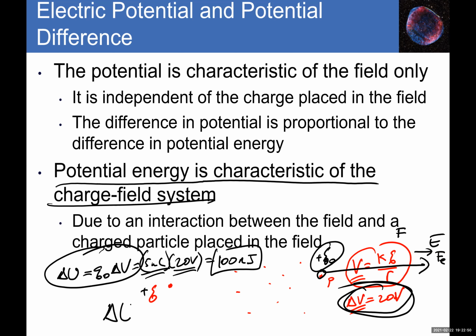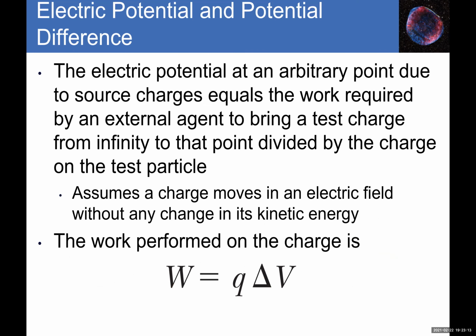To find my delta U, I need this. Without this, I'm not going to find any information about potential energy, because what I'm technically calculating with delta U is how much potential energy this test charge gained or lost, or my system, when I brought that charged particle to point P. So the electric potential at any arbitrary point due to a source charge equals the work required by an external agent to bring the test charge from infinity to that point, divided by the charge of the test particle.